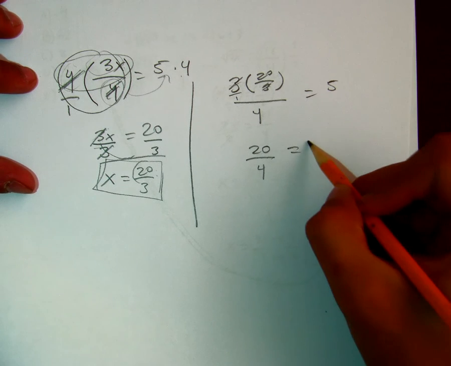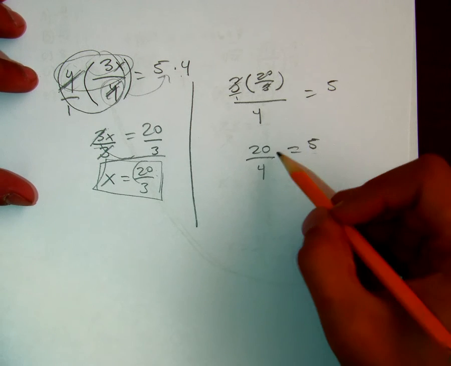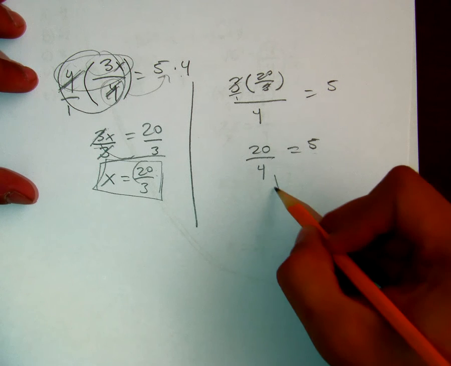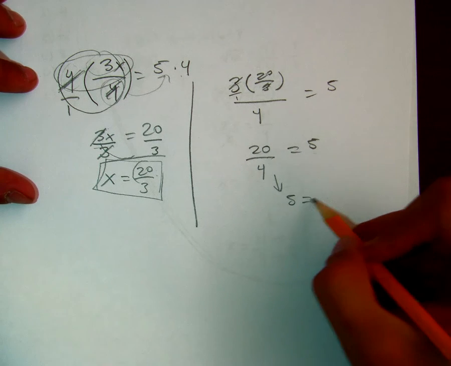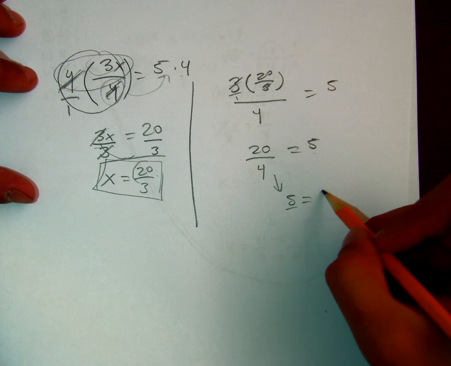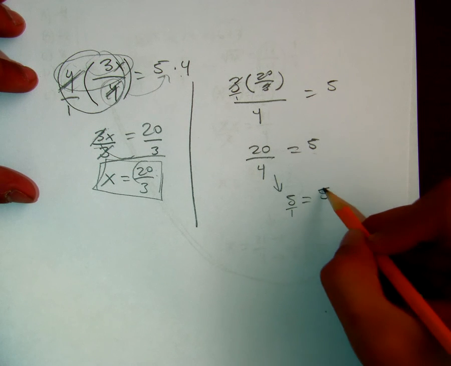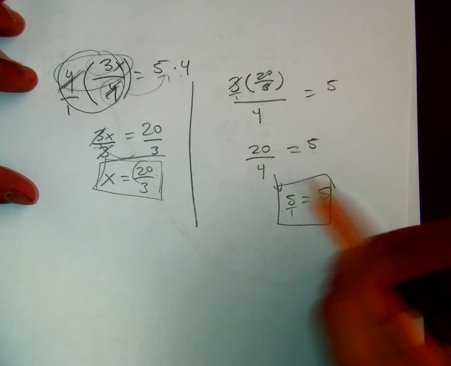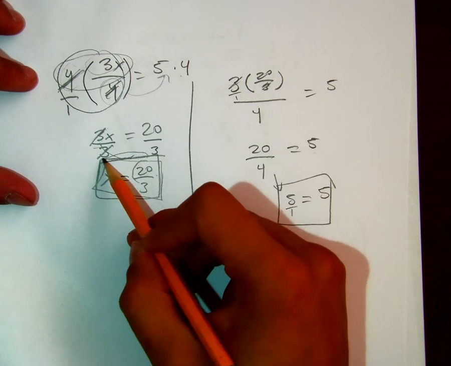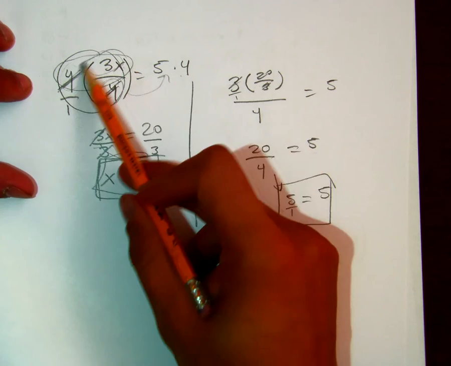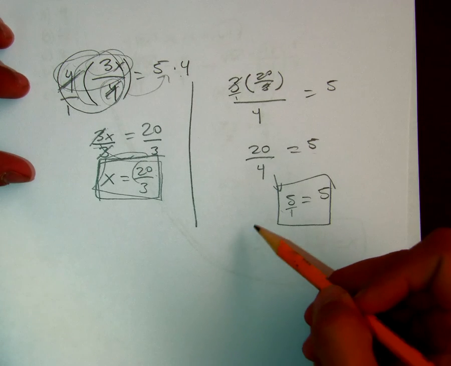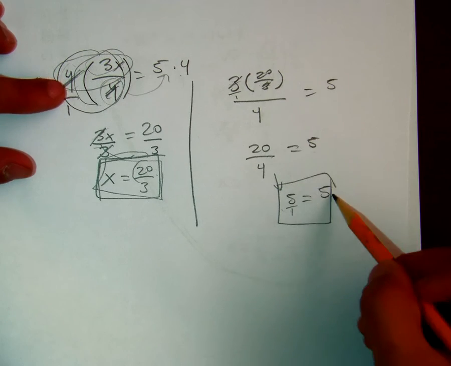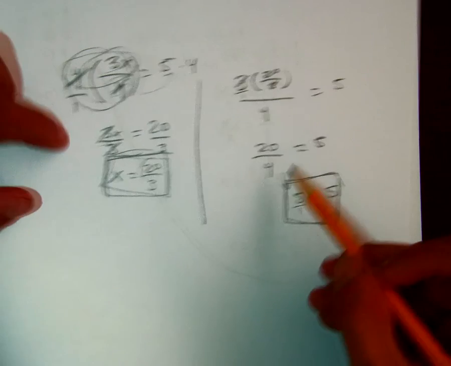equals 5. 20 over 4 can be simplified into 5, or 5 over 1, and it's equal to 5. So 5 over 1 is equal to 5, so this final answer we got in this step is correct, because we plugged the value into the initial equation, and we got both sides equal to 5.